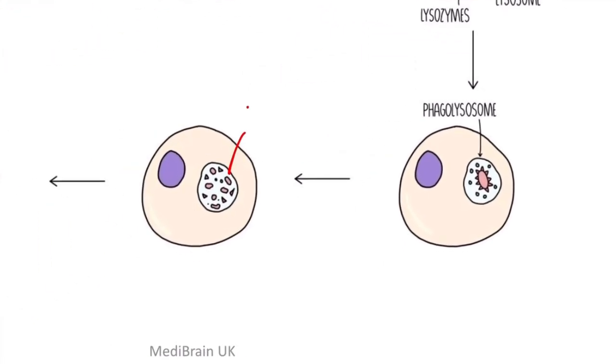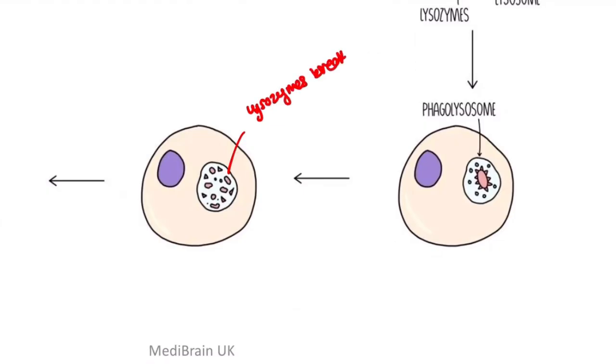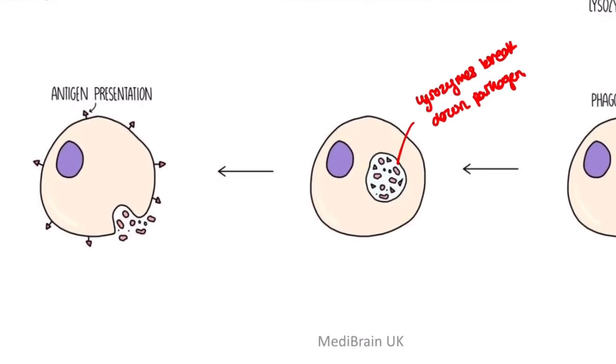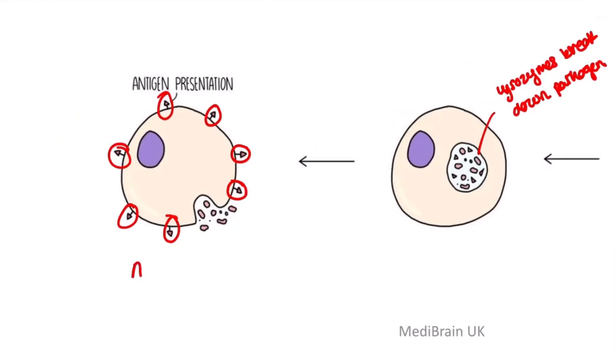As you can see, the lysozymes break down the pathogen. Finally, the waste products are released, and because the pathogen had antigens present on its surface, the antigens are presented on the surface of the phagocyte. As you can see, these are antigens which have come from that specific pathogen. So now the phagocyte has become an antigen presenting cell. It's presenting the antigens from the pathogen.